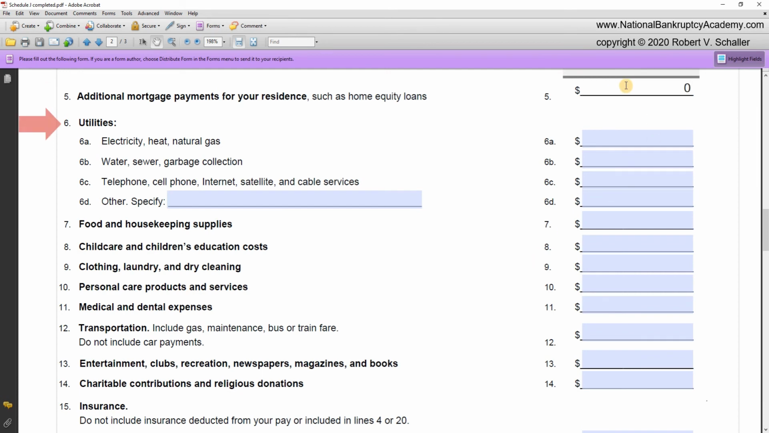Line 6 asks for utility costs. And it's divided between 6A, 6B, 6C, and 6D. 6A is the amount for electricity, heating, and natural gas. Now, personally, I wish these weren't lumped together because that turns out to be a large amount, and the trustees like to raise their eyebrows whenever there's a large amount on Schedule J. However, the form does lump them all together. So in the case of George and Martha Washington, when you lump all these costs together, it's $325.